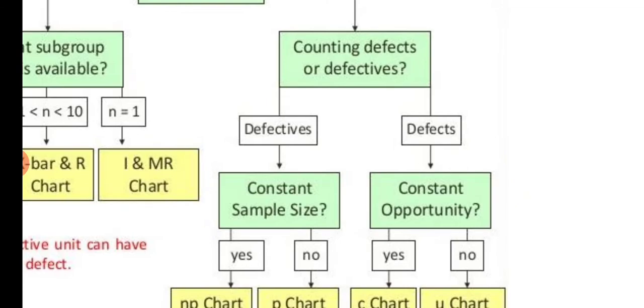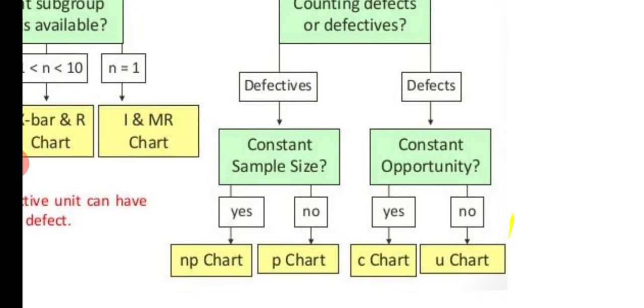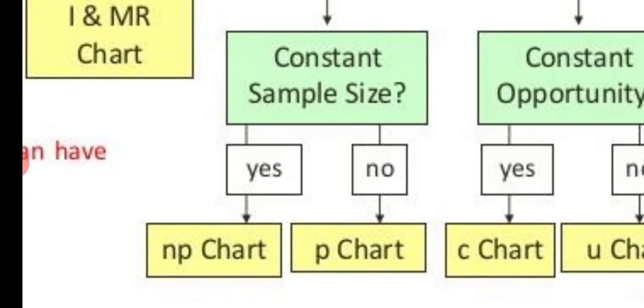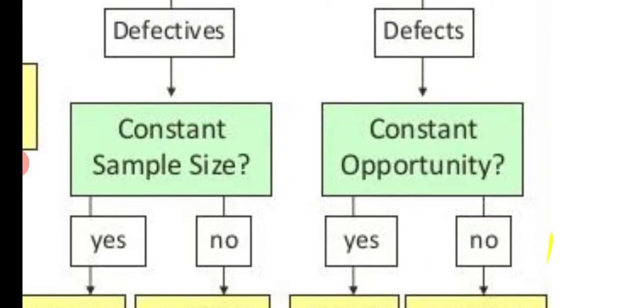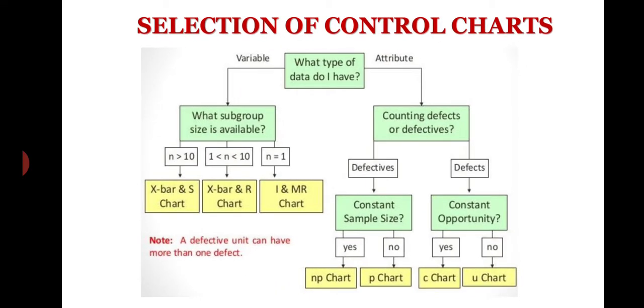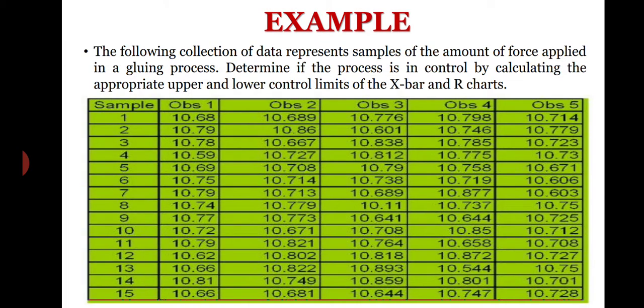And if you are having an attribute, counting defects or defectives, you will have two types of things. If you are counting defectives and your sample size is constant, you will have an NP chart. If your sample size is not constant, then you have a P chart. If you are counting defects and you have the same opportunity to find a defect, then you use a C chart, or else you go for a U chart. Anyway, our discussion will be limited to X bar and R chart.